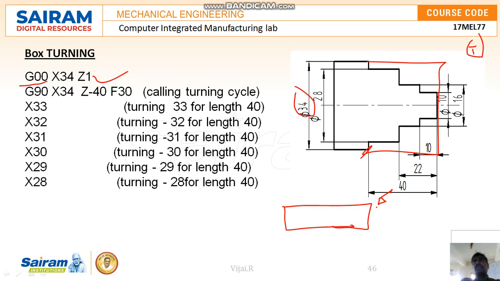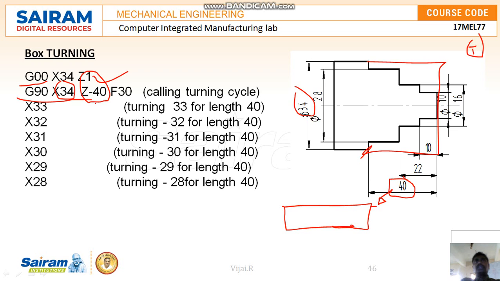Now, instead of writing all the steps one by one, I am going to use the G90 code, which is the box turning code here. With G90, the maximum diameter is 34, for a length of Z minus 40. This 34 is to be reduced to 28; in the sketch, from 34 to 28 for a length of 40 mm, we are going to remove it. So first I write G90 X34 Z minus 40, and then keep reducing the diameter: 33, 32, 31, 30, up to 28.